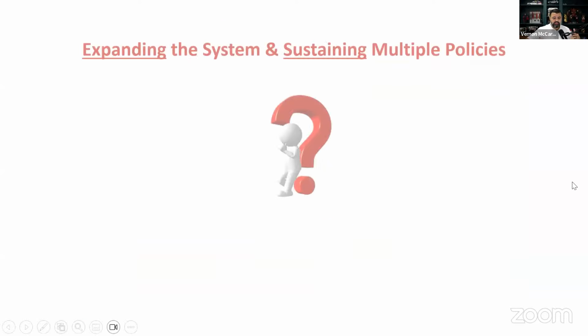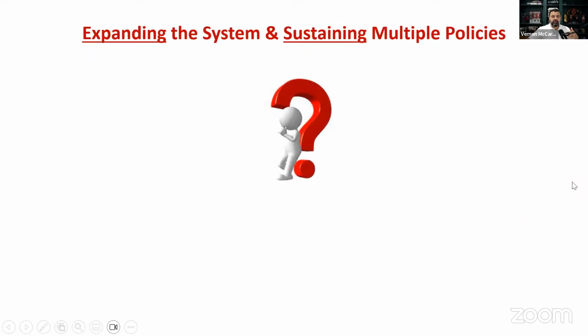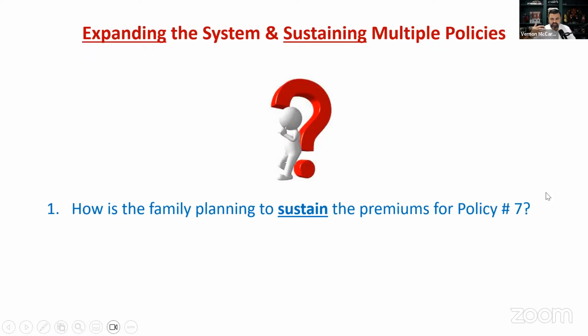So let's take a look at expanding the system and sustaining multiple policies. We'll look at some questions to think about here. How is the family planning to sustain the premium for policy number 7? Well, again, they're not limited to a 4-year window for making that $1,000 payment. They're sending the money back to the policy. They're continuing to capitalize and sustain the existing policies they already had in the system. And they're putting more money to work. So they're going to be more than prepared to finance the next vehicle or the next major expense that they need, because they're continuing to grow and compound.